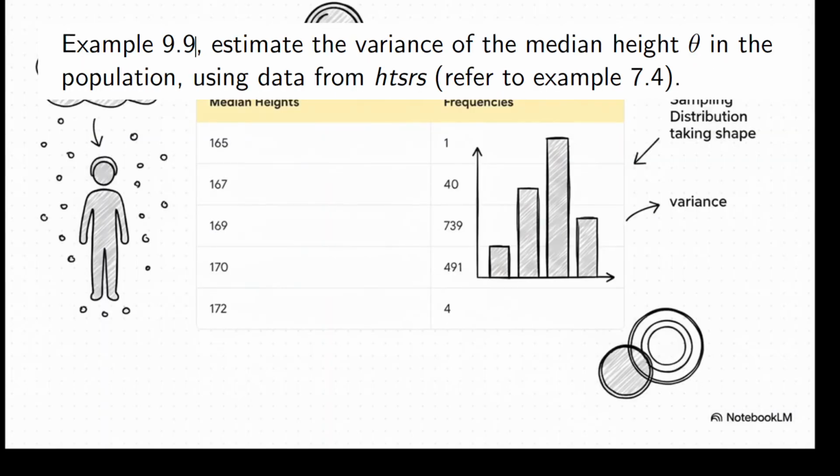To ground this, let's look at example 9.9 straight from our textbook. Imagine we draw a simple random sample of 200 heights and then draw resamples with replacement. Looking at these resulting frequencies, you can actually see the empirical probability mass function taking shape across all those iterations. Look at that heavy concentration right around the true median of 169. What we're doing is physically building the sampling distribution of the median frequency by frequency. It's like a giant puzzle coming together.